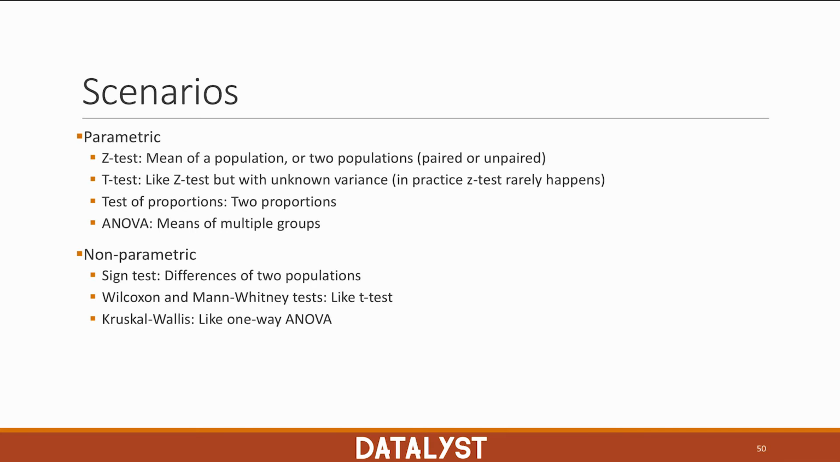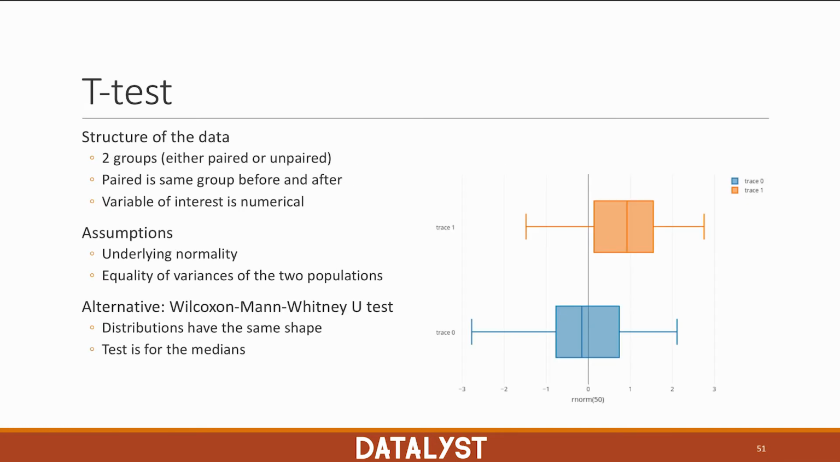In the non-parametric tests, we have equivalents of the parametric tests, but with fewer assumptions. So the sign test examines the differences between the two populations. The Wilcoxon and Mann-Whitney tests are exactly like the t-test, but they make looser assumptions. And the Kruskal-Wallis is exactly like one-way ANOVA, that is, it examines the differences between the means of groups for one particular parameter, but once again, it makes looser assumptions. So let's look into these tests in a bit more depth.